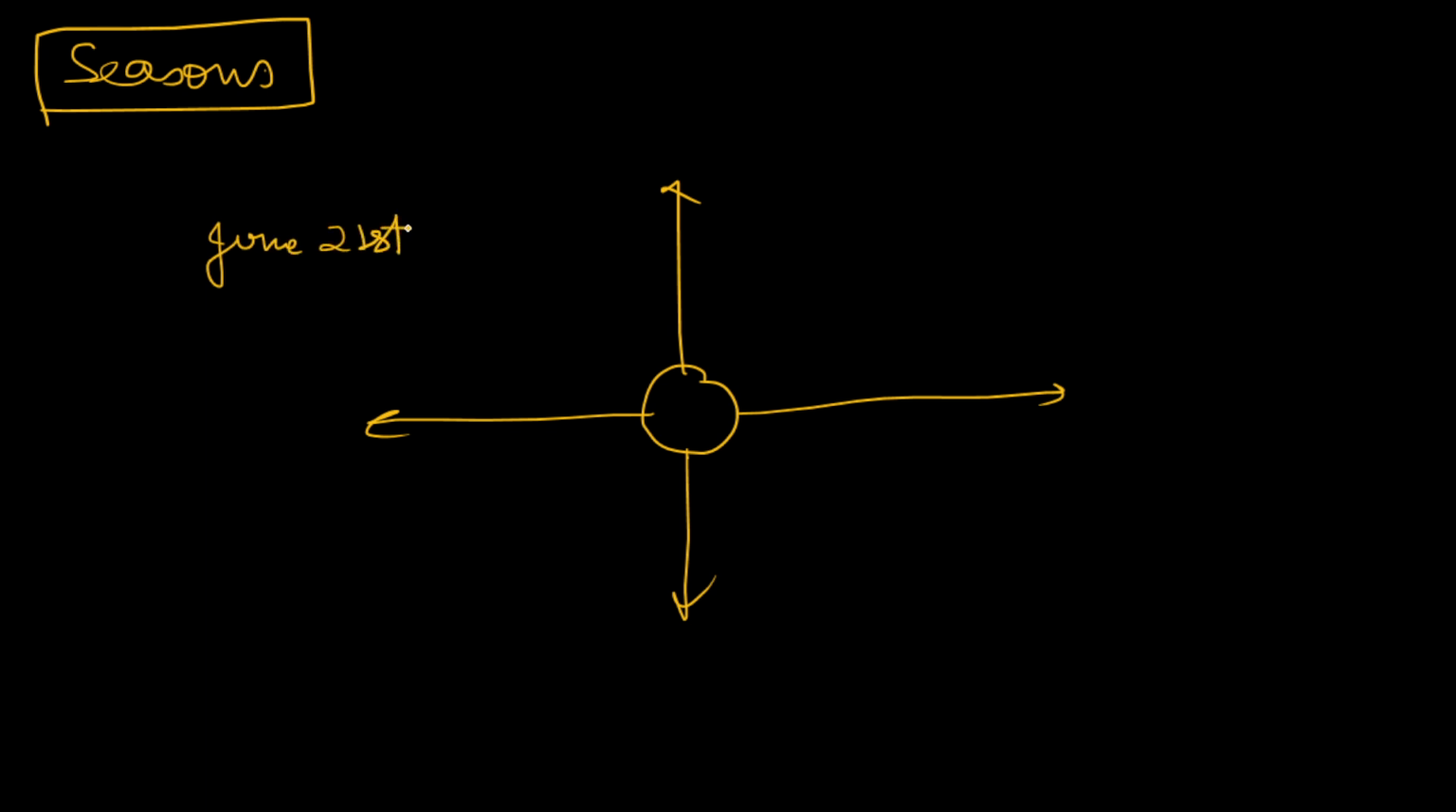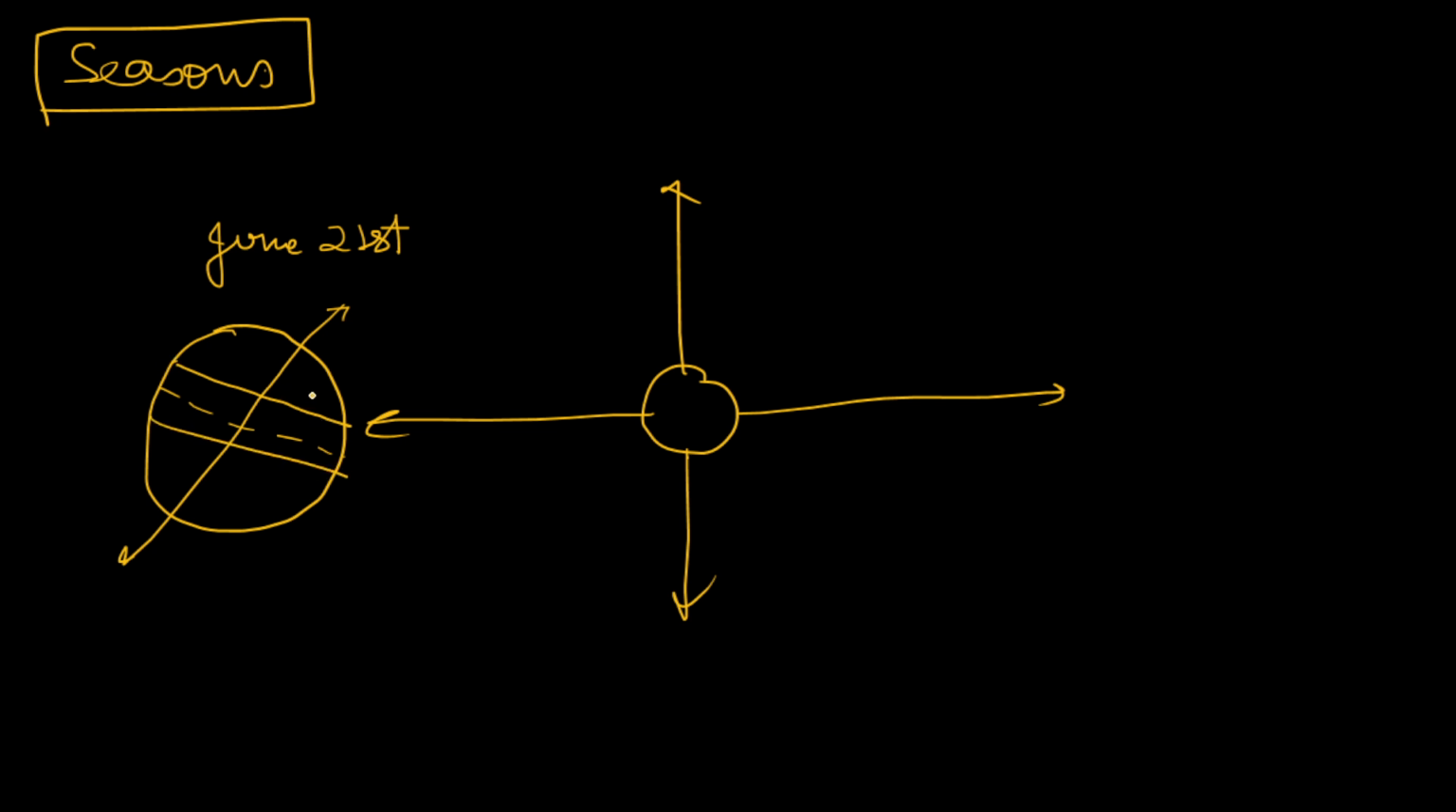On June 21st, we all know that the earth is tilted. This is our earth and it is tilted like this. So what happens on June 21st? This is the equator, this is the Tropic of Cancer, and this is the Tropic of Capricorn. On June 21st, you will see that the sun is directly hitting the Tropic of Cancer.